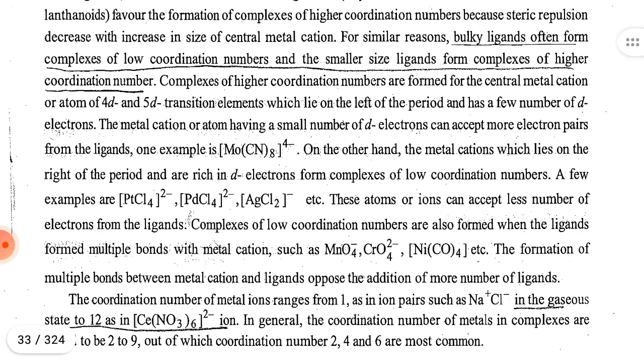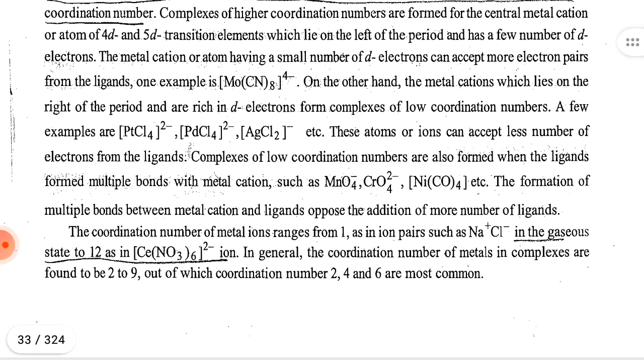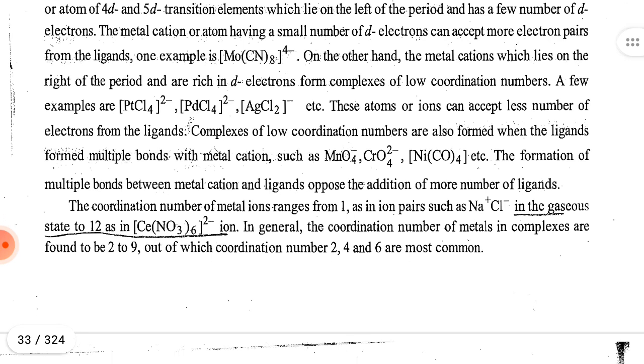A few examples are PtCl4 2- and PdCl4 2-, AgCl2-, etc. These atoms or ions can accept a smaller number of electron pairs from the ligands. Complexes of low coordination numbers are also formed when the ligands form multiple bonds with the metal cation, such as MnO4-, CrO4 2-, Ni(CO)4, etc. The formation of multiple bonds between the metal cation and ligands opposes the addition of more ligands.